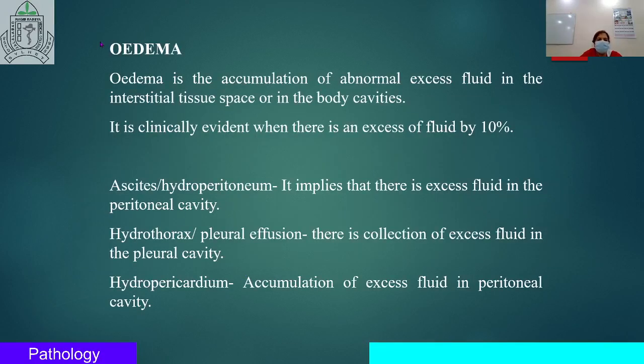Now, edema. Edema is accumulation of abnormal excess fluid in the interstitial tissue space or body cavity. These are clinically important where there is excess of fluid by 10%. There are some clinical terms: what is ascites or hydroperitoneum? If this edema, or excess fluid, is present in the peritoneal cavity.